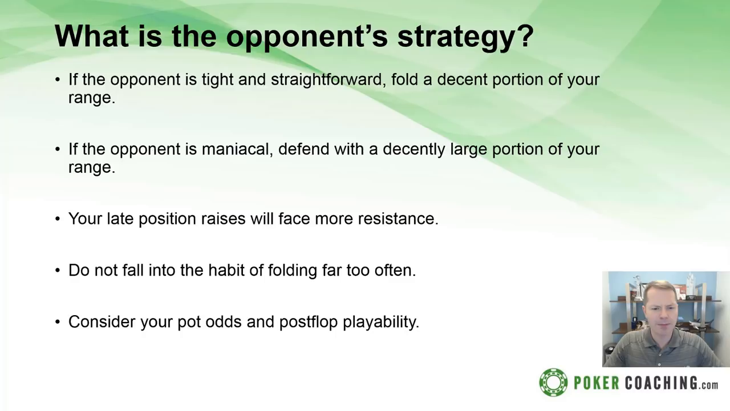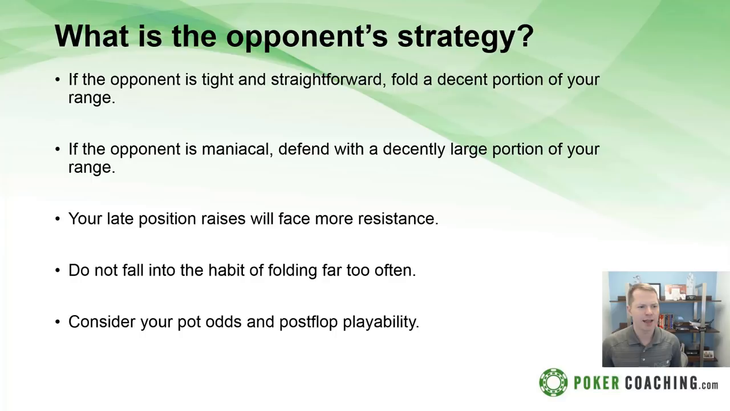Also, don't fall in the habit of folding too often. It's so easy, especially when you move from small stakes to medium stakes live, like from 1-2 to 2-5, or from 2-5 to 5-10, to think that players are only re-raising with the best hands. So if they're only 3-betting with the nuts, you should be folding a lot. But as you play against tougher and tougher opponents, they're going to be using this polarized strategy that we are discussing. And, well, you can't just fold all that often because that allows their bluffs to immediately profit. So do not fold too often against competent and especially overly aggressive players.